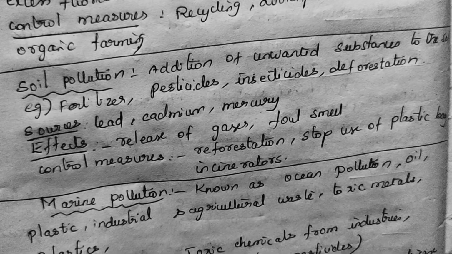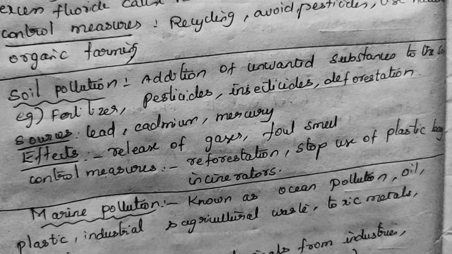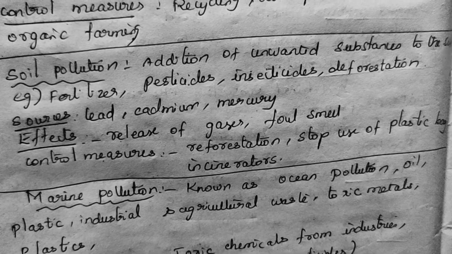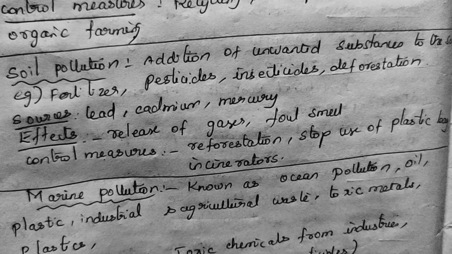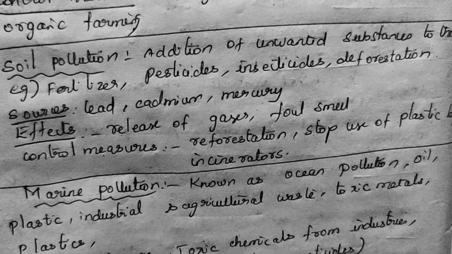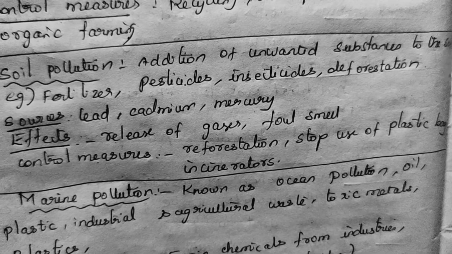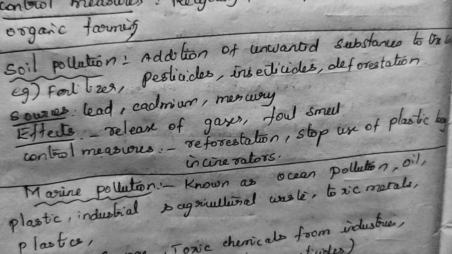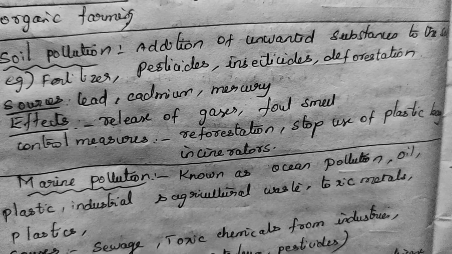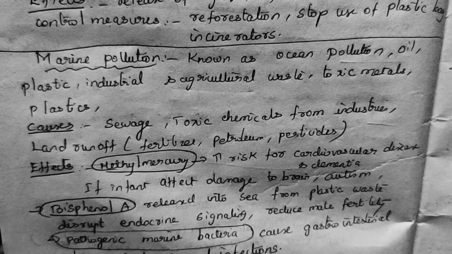Next, move on to soil pollution. Addition of unwanted substances to the soil, for example, fertilizers, pesticides, insecticides, and deforestation. And what are the sources? Lead, cadmium, and mercury. And what effects are there? Release of gases, foul smell. And what are the control measures? Reforestation. Stop using plastic bags. Incinerators can be used. And next one, marine pollution.